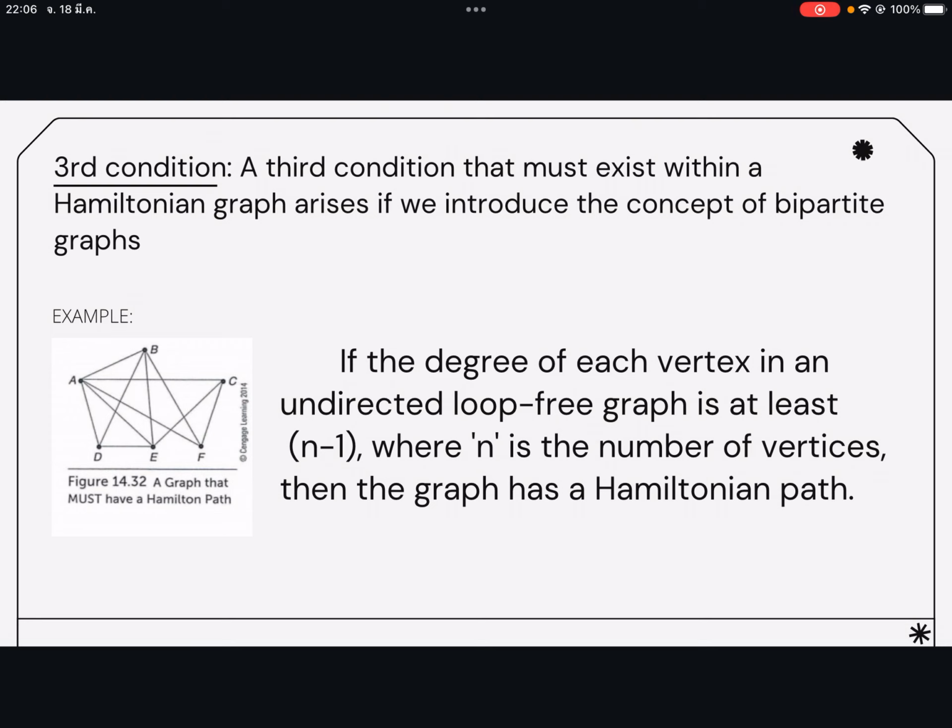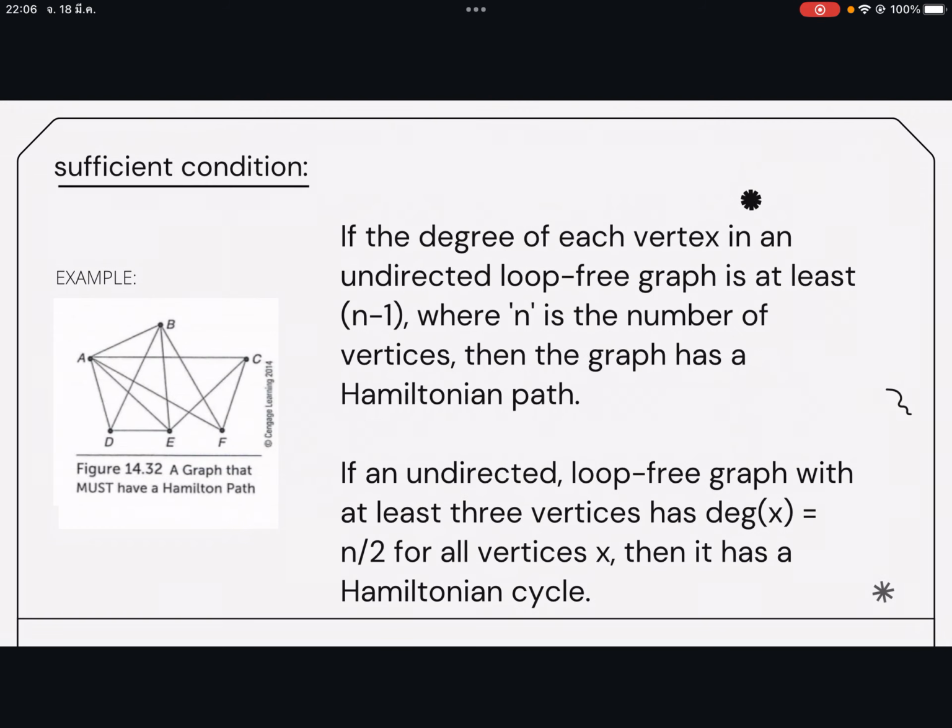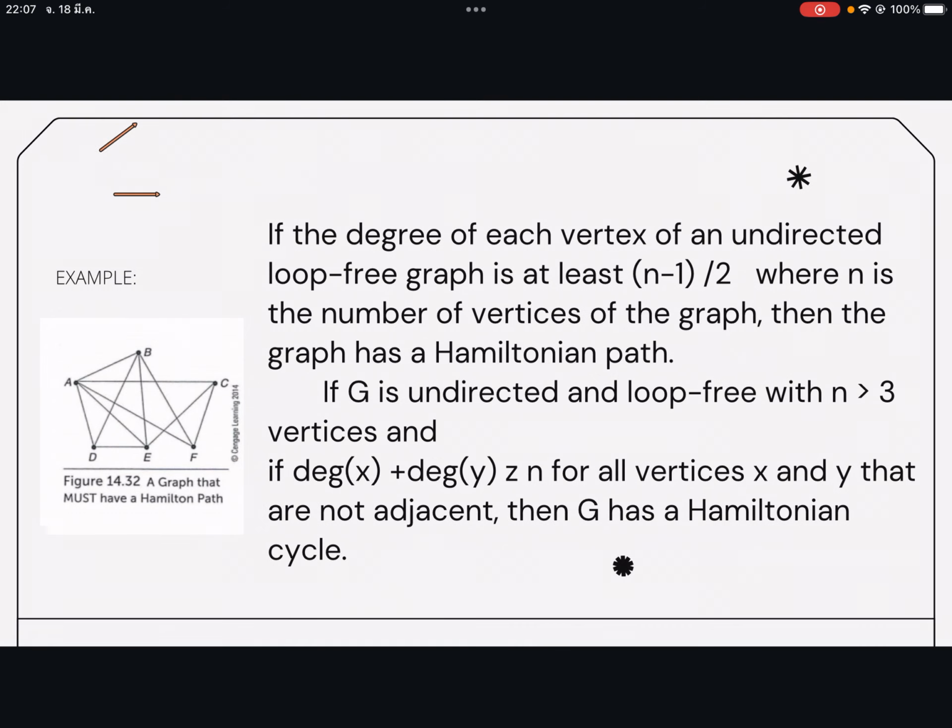And if the degree of each vertex in an undirected loop-free graph is at least n-1, where n is the number of vertices, then the graph has a Hamiltonian path. Sufficient condition: if the degree of each vertex in an undirected loop-free graph is at least n-1, where n is the number of vertices, then the graph has a Hamiltonian path. If an undirected loop-free graph with at least 3 vertices has deg(x) at least n divided by 2 for all vertices x, then it has a Hamiltonian cycle. Thank you.